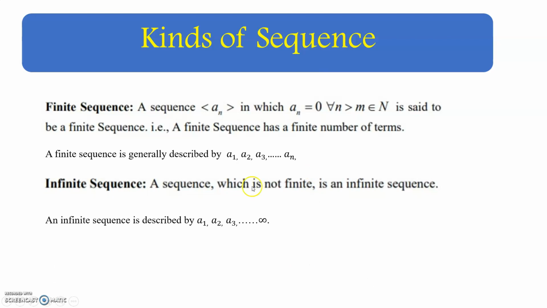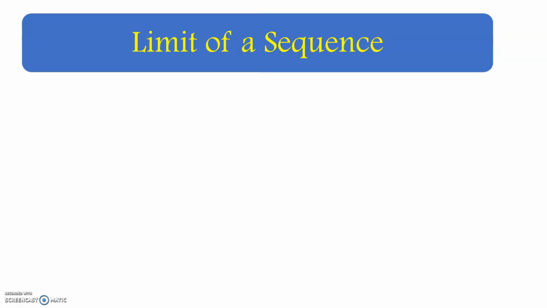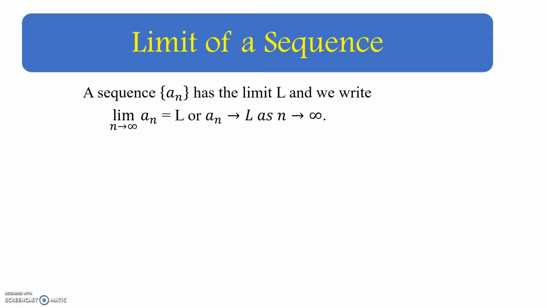They are defining the finite sequence as A1, A2, etc. up to AN. Infinite sequence as A1, A2, A3, etc. up to infinity. Next, we are going to see what is the limit of a sequence. A sequence an has a limit L, and we write limit n tends to infinity an is equal to L, or an tends to L as n tends to infinity.